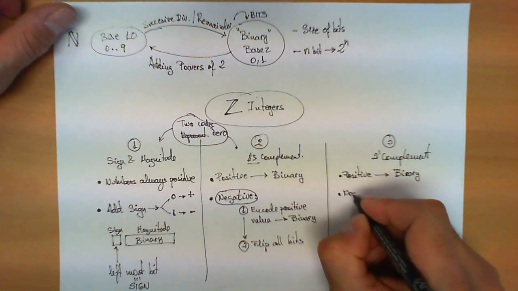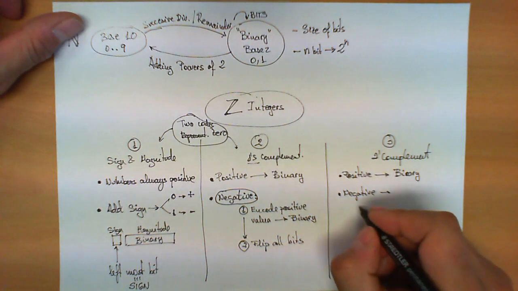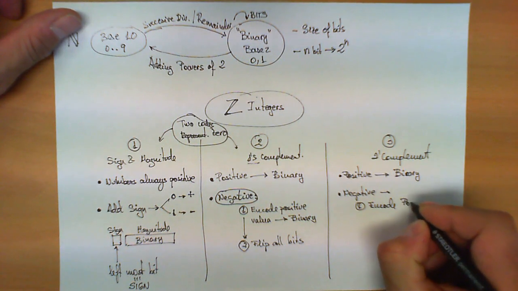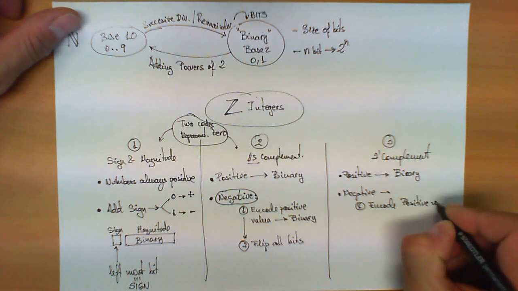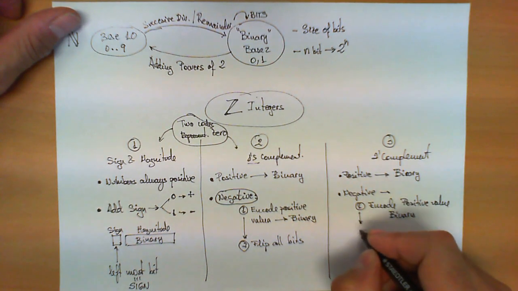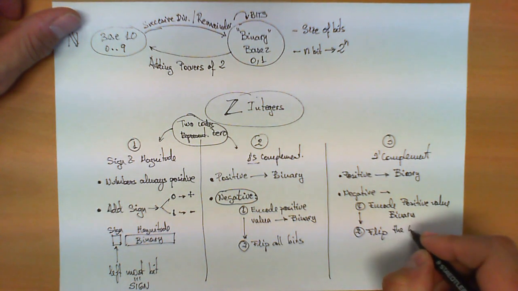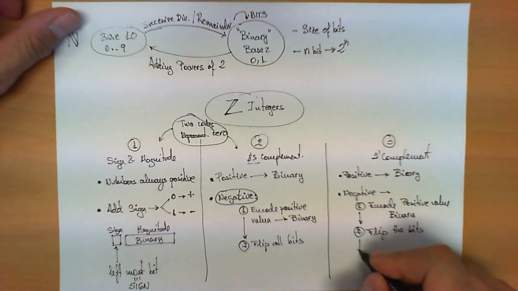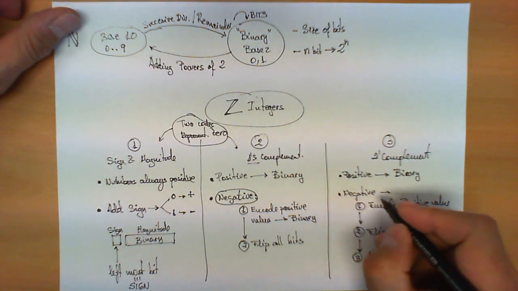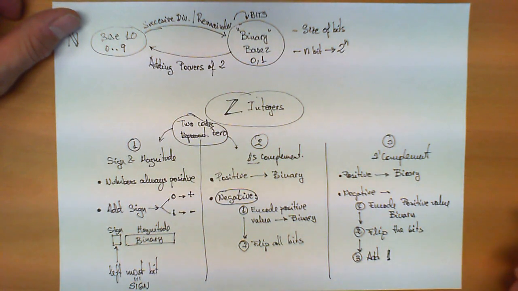Now, for negative numbers, we follow three steps. Step number one, as before, we encode the positive value using binary. Step number 2, as in the case of 1's complement, we flip the bits. And, very important, this is the difference, step number 3: in order to obtain the representation of a negative number in 2's complement, we add 1 to the final representation.